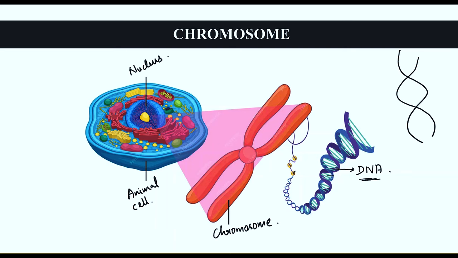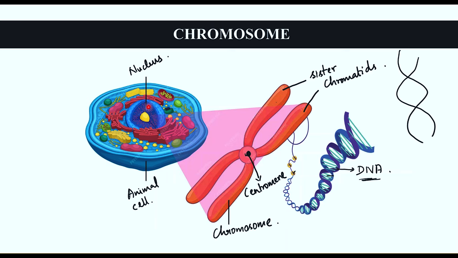So actually, this chromosome consists of two identical and spirally coiled threads. You know, it is like identical, right? These two are identical. This is called as the sister chromatids. And these sister chromatids are joined at a lightly stained thing, right? So this area is called as the centromere.